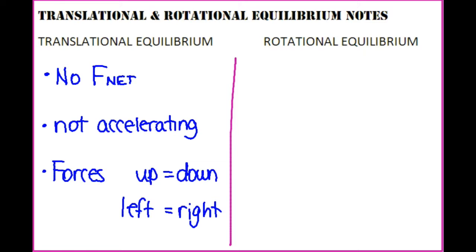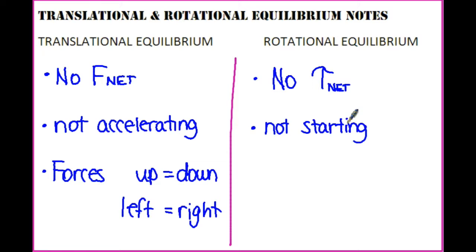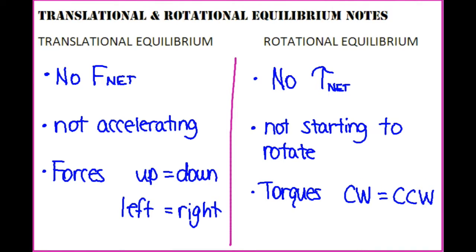We also do not want them to tip over or start to rotate. So we want them to have rotational equilibrium. Having rotational equilibrium means that there's no net torque. So the object is not starting to rotate. It could be rotating at constant speed, but that won't usually be the case in anything we're going to do. And if there's no net torque, that means that the clockwise torques equal the counterclockwise torques. So remember, translational has to do with forces and rotational has to do with torques.